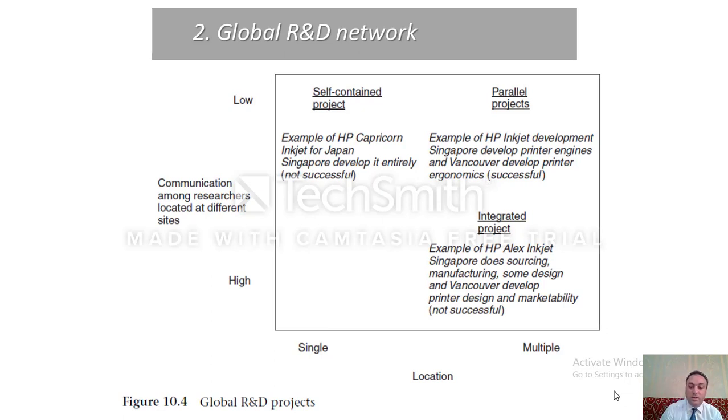But if we look at the upper right side, we can see the third approach, the parallel projects, with multiple locations but with low communication among researchers located at different sites. For example, in the HP inkjet development, Singapore developed printer engines and Vancouver developed printer ergonomics, and it was more successful.